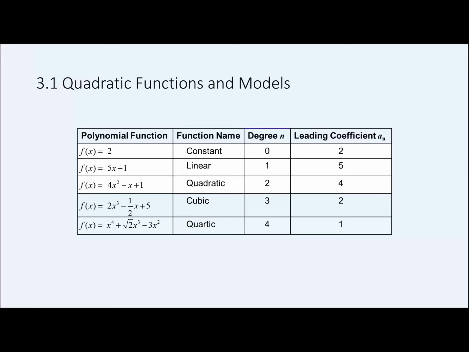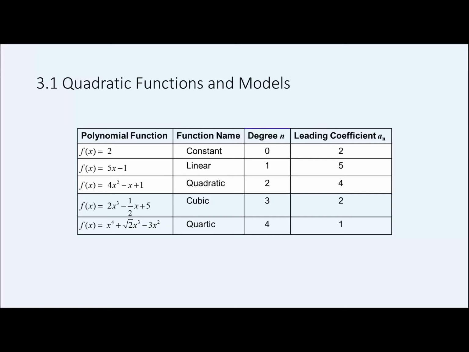And then there's also the cubic equation. This is one that has a power of 3. Remember the degree being important, because the degree tells us how many solutions there would be, how many zeros there are going to be. We'll talk more about that again moving forward. And then a quartic function is one that has a degree of 4. And again, you can see an example there.